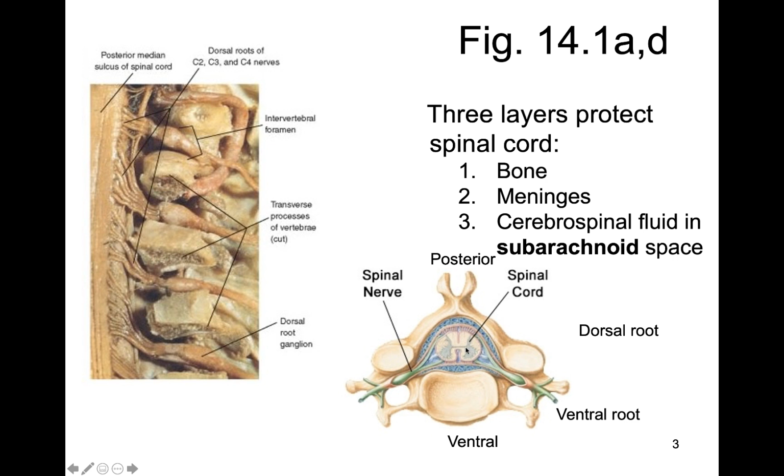And it's going to have gray matter and white matter. White matter is the myelinated neuron axons, and this is where the cell bodies are. And we have the gray matter looking like a letter H or butterfly, surrounded by white matter.